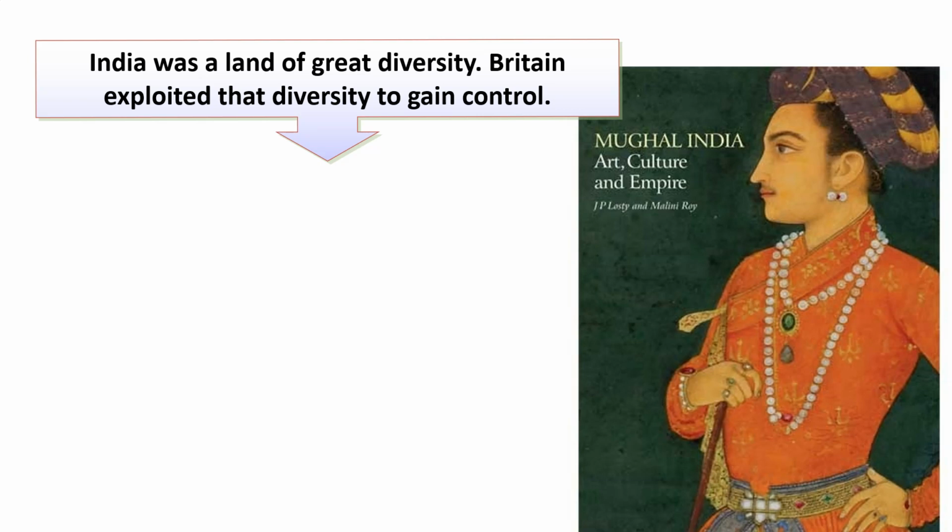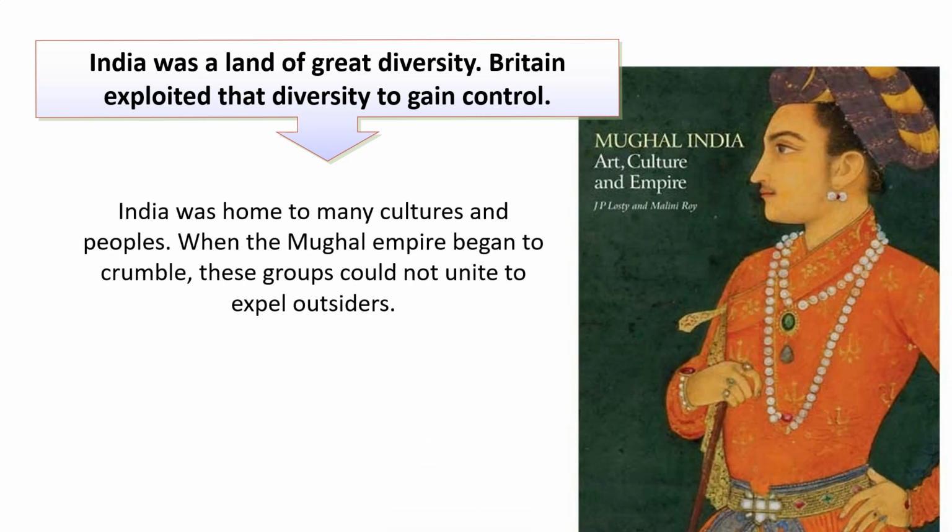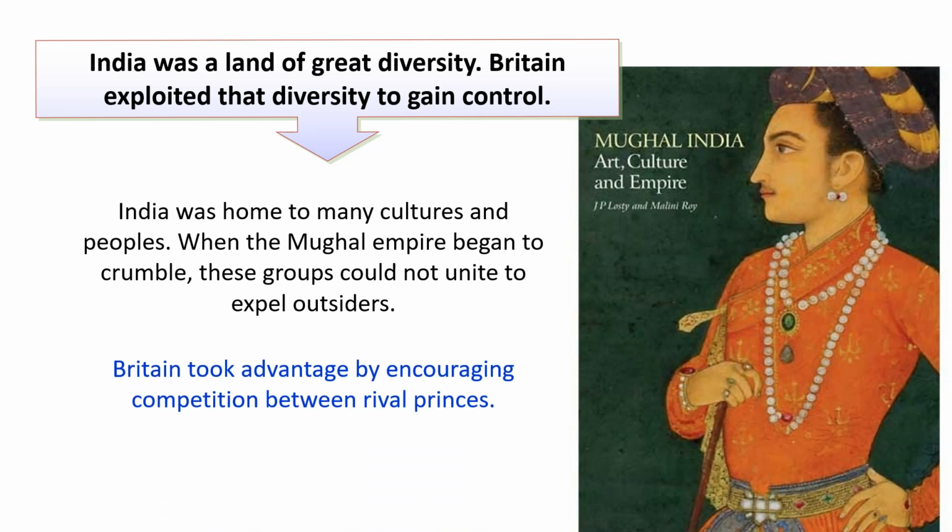As we've talked about the several times we've visited India, it is a land, a territory of great diversity. Britain, as they gained more control, exploited that diversity. India was the home to many cultures, many peoples. Two primary religions, again, are Hinduism is the majority, and Islam. When the empire began to crumble, these groups, be they Hindu or Muslim, were not able to work together to unite, to push out the Europeans, in this case, the British. Britain takes advantage by encouraging competition between the rival princes, again, so that they can't unite in opposition to the British.